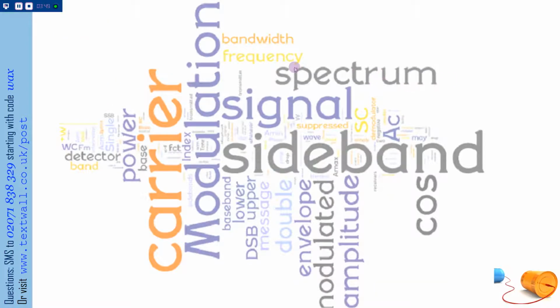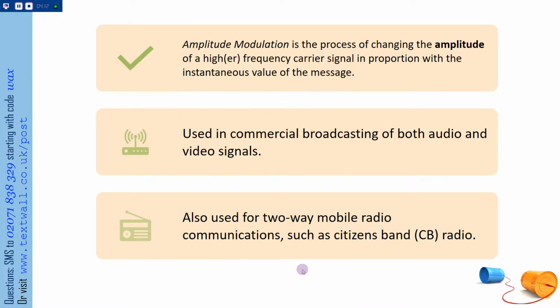That's just a word cloud of the kind of things you'll come across. So you'll hear this word modulation, carrier, and sideband a lot. You'll hear spectrum a lot. But look at this word here, power. We'll be talking about power a lot. Not today, but we'll be talking about power a lot. It's really important. There's also this word here, envelope. We'll be talking about that a lot.